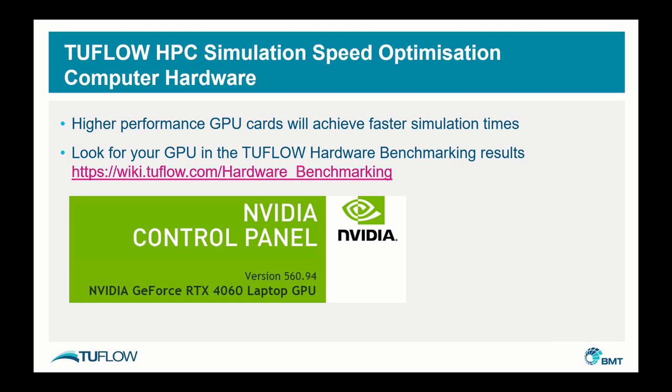Let's now talk about computer hardware. The more powerful your computer is, the faster your simulations are going to run. Of particular relevance to TUFLOW HPC is the type of GPU card you have. If you'd like to see the performance of your GPU card relative to others available on the market, I highly recommend going to have a look at our hardware benchmarking page on the TUFLOW wiki. Let's go there together now.